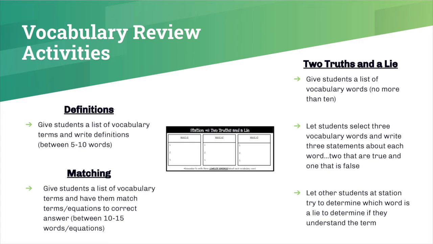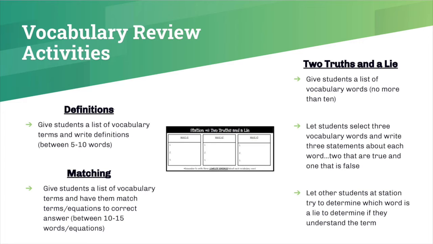Another activity that I do with vocabulary when I do stations is two truths and a lie. So I give students a list of vocabulary words, no more than 10 to choose from, and they get to pick 3 of those words. And for each word, they're going to write 3 statements. 2 of the statements will be true and 1 will be false.